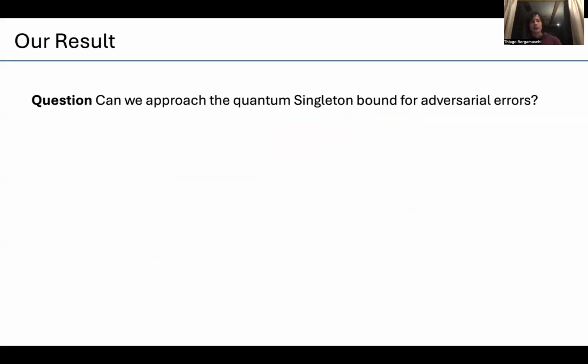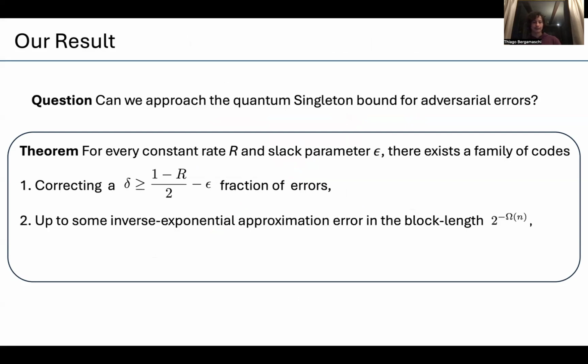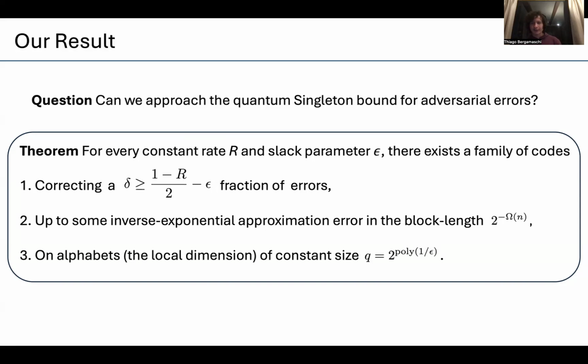With that in mind, the question we study in this work is, can we approach this quantum singleton bound for adversarial errors efficiently, using efficient codes? And our main theorem answers this in the positive, in that for every constant rate r and slack parameter epsilon, there's a family of codes which corrects from a fraction of errors approaching the quantum singleton bound up to some inverse exponential recovery error, which depends on the block length n, on alphabets of constant size, which just depends on the slack epsilon. And here by alphabet, I mean the local dimension or the small Hilbert spaces H.